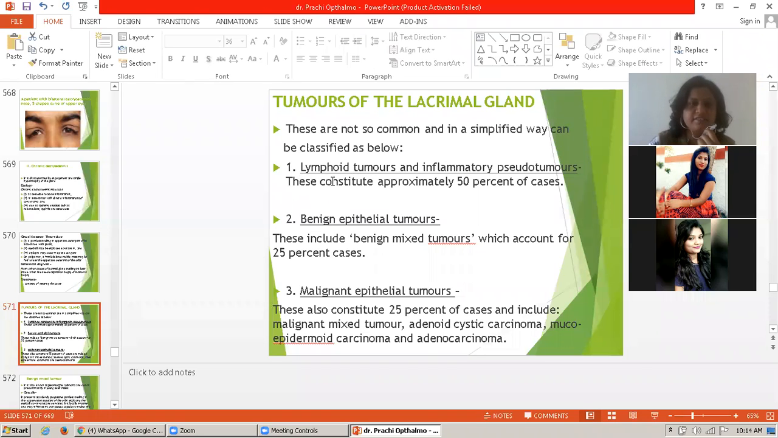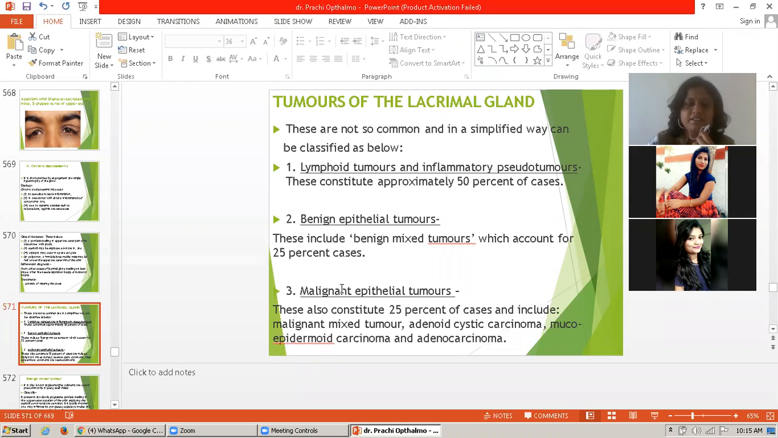First one is lymphoid tumors and inflammatory pseudotumors. These constitute approximately 50% of the cases. So, 50% of cases show lymphoid tumor and inflammatory pseudotumor. Second one is the benign epithelial tumor. These include benign mixed tumors, which account for 25% of cases. So, 25% of cases show benign mixed tumors.